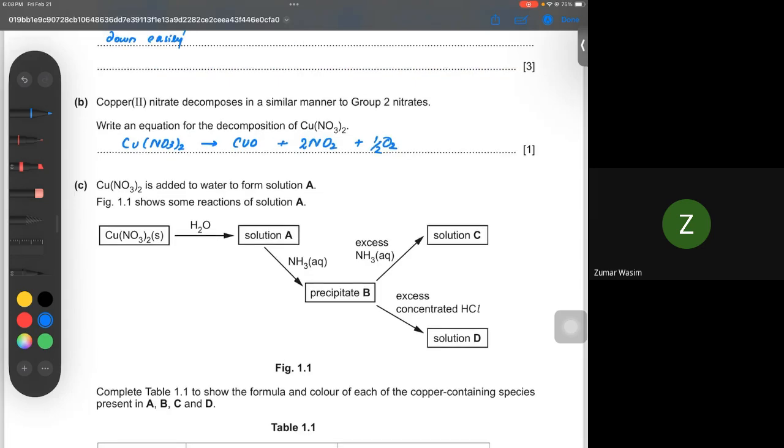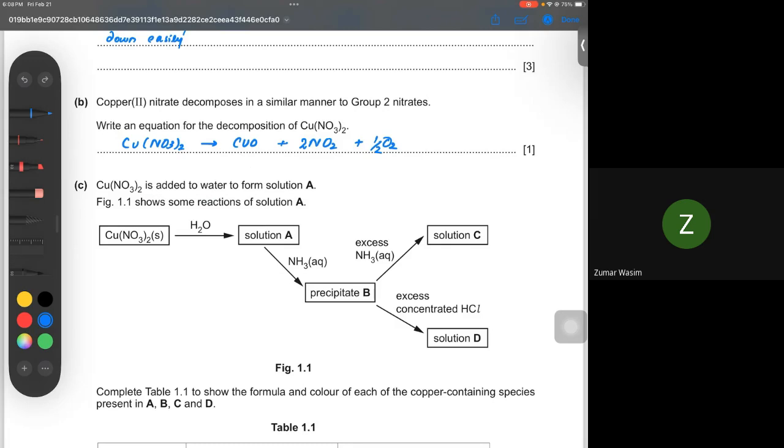In part B, they were asking for the equation. It's not only for copper; it's about all metals. If you have any of the metals, you will see the same equation. When the nitrate is decomposed, it gives you the oxide of the metal, nitrogen dioxide and oxygen gas. Then I have balanced this equation.